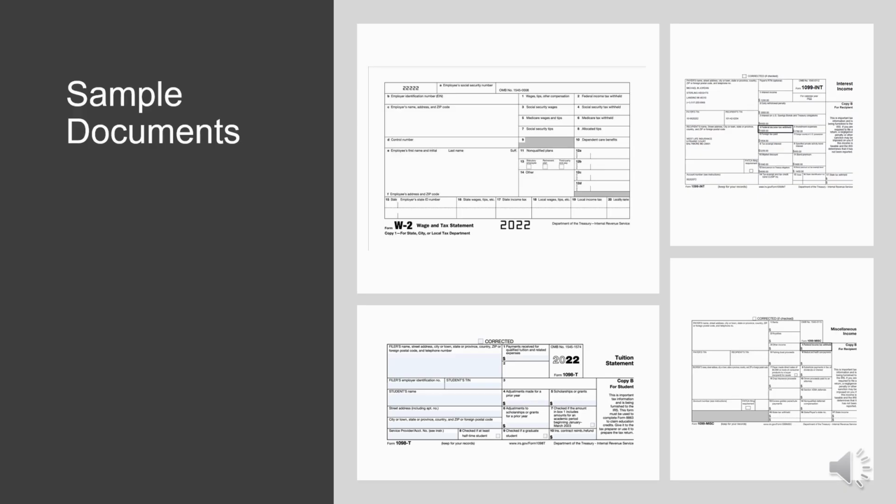These are just some quick sample documents of what your tax documents might look like. So we have a W-2, a 1099-INT, which is any interest that you have incurred from your bank account, savings accounts. 1098-T is your tuition statement from your college or university, and then you might have any miscellaneous income, and that's that 1099 that we were previously talking about.